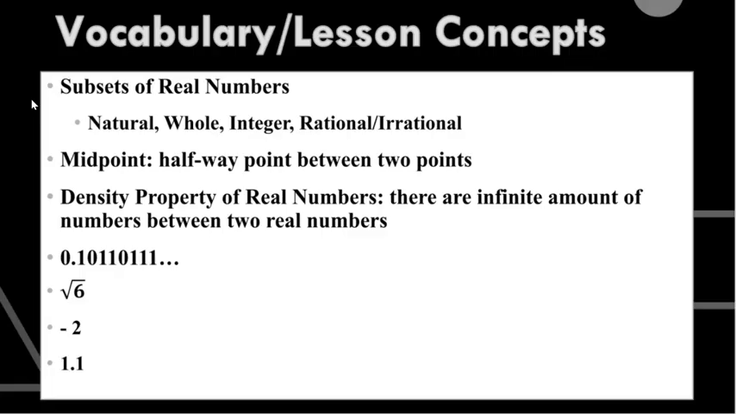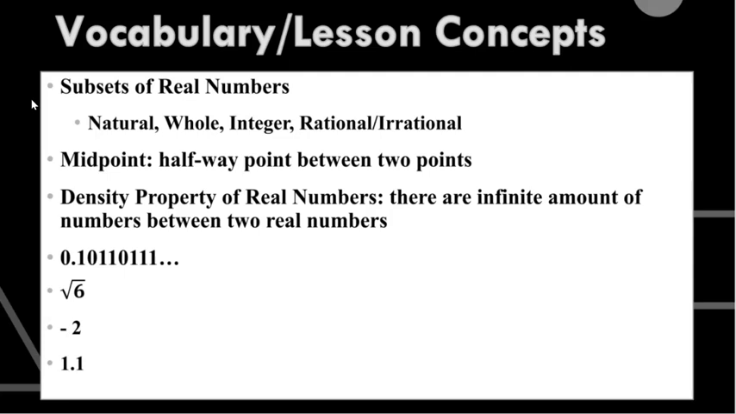Then we're going to look at midpoint. Midpoint is just a halfway point between 2 points on a line. And we're going to look at the density property of real numbers, which states that there are an infinite number of numbers between two real numbers. And if they are saying find a certain amount of numbers in between these 2 points, you could use that property to find them. Otherwise, we're going to look at some examples down below.